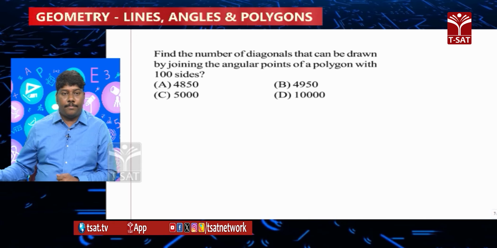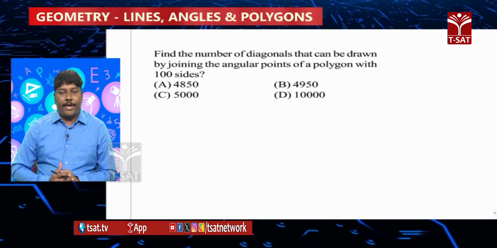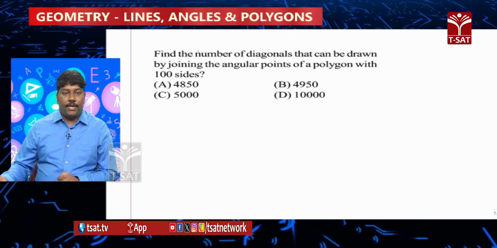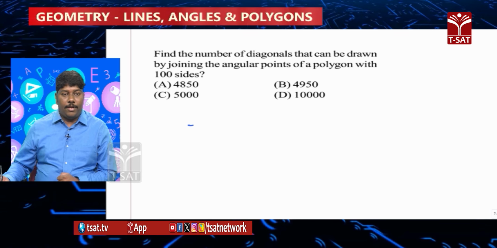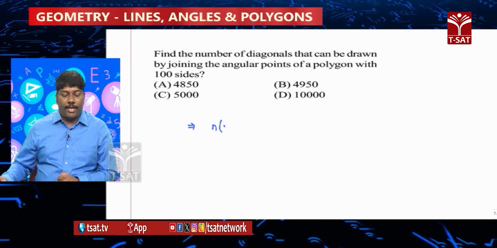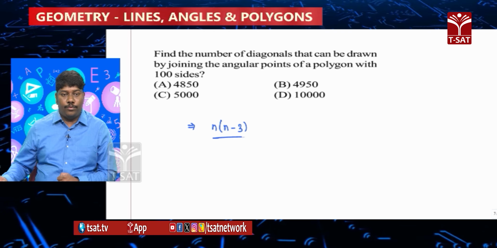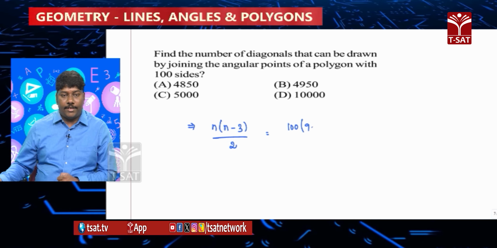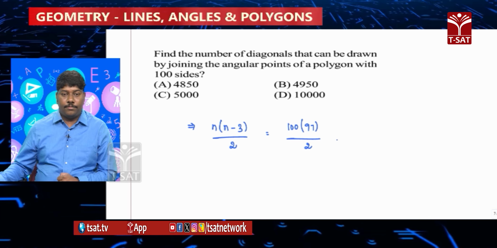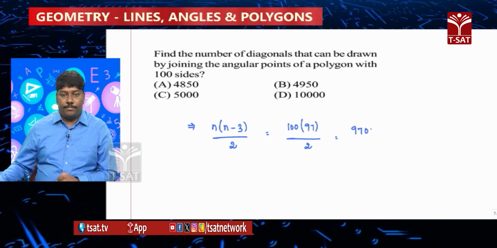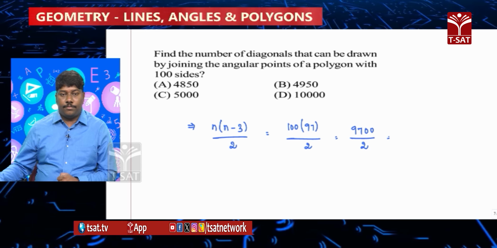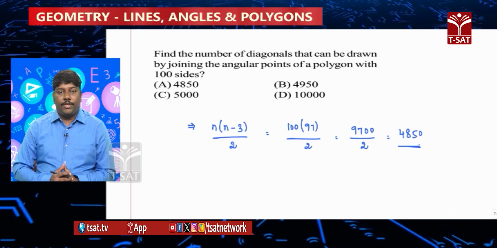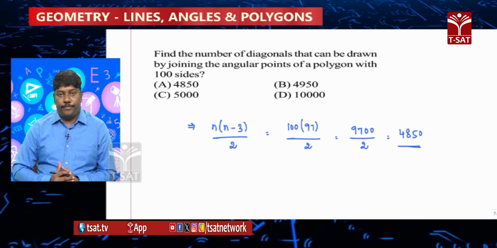Look at the next sum. Find the number of diagonals that can be drawn by joining the angular points of a polygon with 100 sides. We know the formula for number of diagonals, that is n into n minus 3 divided by 2. 100 into 100 minus 3 is 97, divided by 2. So 9700 divided by 2 is 4850. So, these are some sums and the basics of polygons.